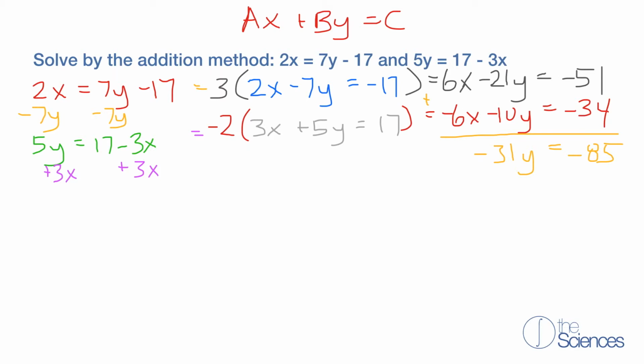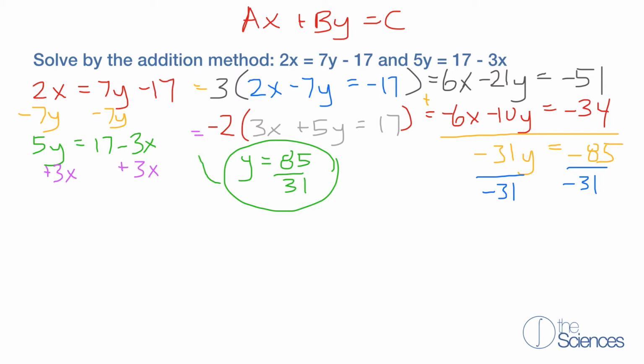So now we can isolate our variable by dividing both sides by negative 31. So what we get is y equals negative 85 over negative 31, which is 85 over 31. Now instead of back substituting into one of our original equations and working with fractions, what we can do is instead of canceling out our x, we're going to cancel out our y and solve for x.